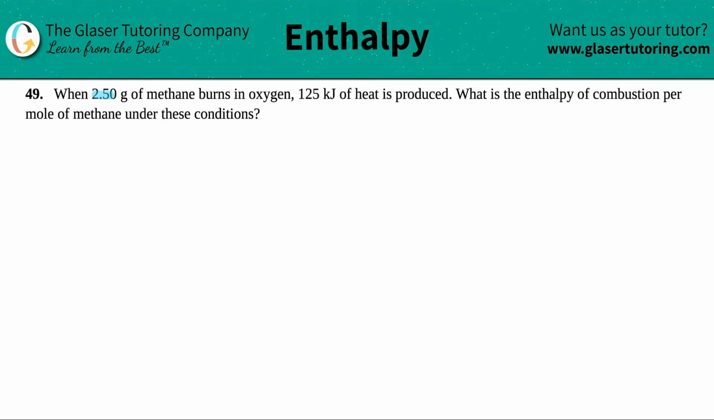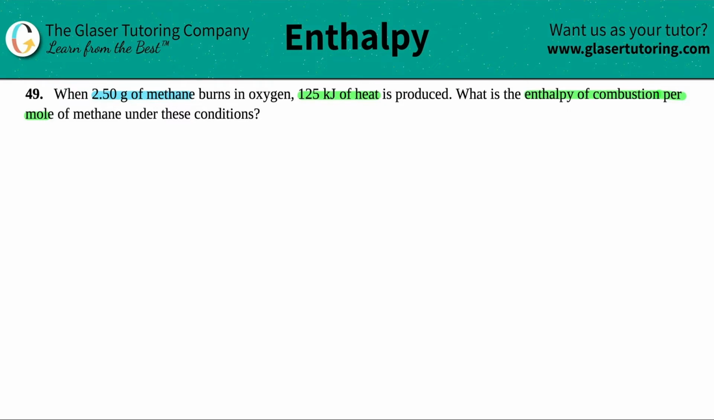49. When 2.5 grams of methane burns in oxygen, 125 kilojoules of heat is produced. What is the enthalpy of combustion per mole of methane under these conditions? If we read what the question is asking again, they're asking for the enthalpy of combustion per mole. Remember, whenever I see the word per, that means division.